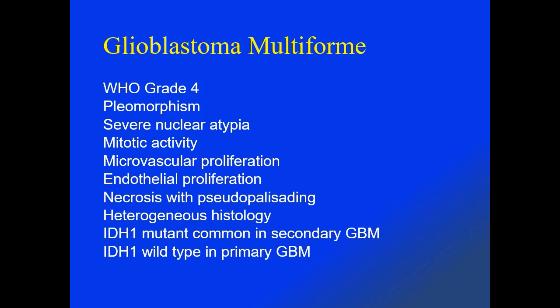It is a WHO grade 4 tumor, which demonstrates prominent pleomorphism with severe nuclear atypia and mitotic activity, with evidence of microvascular proliferation as well as endothelial proliferation with necrosis, and heterogeneous histological features. Secondary GBMs are commonly IDH1 mutants, while primary GBMs are almost always wild type.